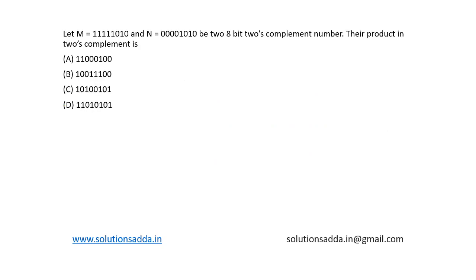This is a question from digital logic. Let m be a binary string and let n be another binary string, two 8-bit 2's complement numbers. Their product in 2's complement is. So let's write m in its decimal form. M is equal to 1111 1010. N is equal to 00001010.